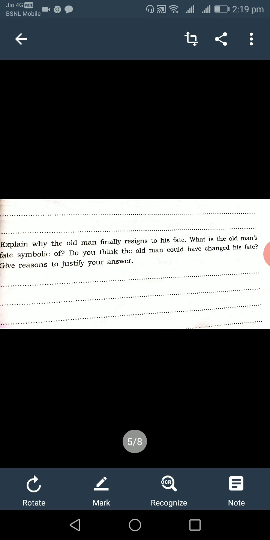Explain why the old man finally resigns to his fate. Now, this is a long answer. The Spanish Civil War forms the background to the story, and Hemingway depicts how, in times of war, man acts inhumanly to his own race. So war causes death and destruction, and this is highlighted through the condition of the old man, who can be seen as the symbol of civilian victims of war. The old man gives meaning to his life by taking care of his animals, but the war takes away everything from him.